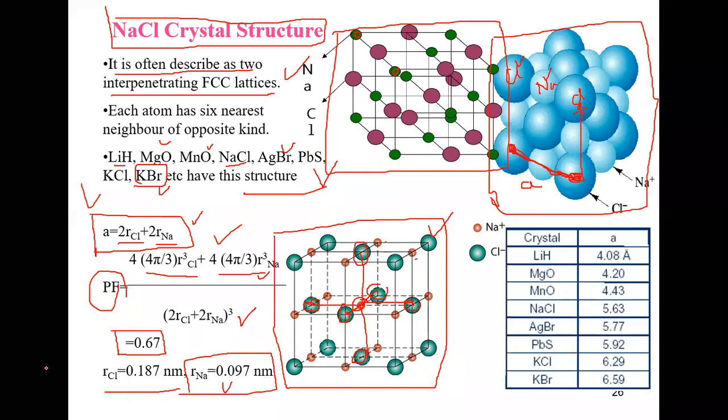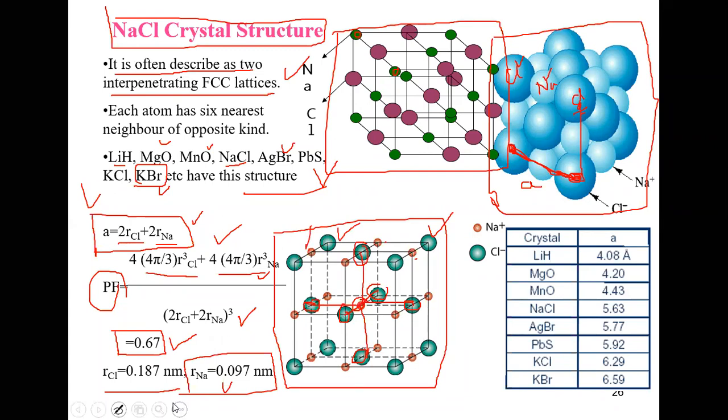Okay, several moments ago we calculated the packing factor for an FCC crystal, and we saw that it is 0.74. Now we are saying sodium chloride is also FCC, but the packing factor is 0.67. So obviously this value is different from an ideal FCC crystal structure. Is this an ideal FCC crystal structure? The answer is no, because it has two sublattices. One is bigger, the other is smaller.